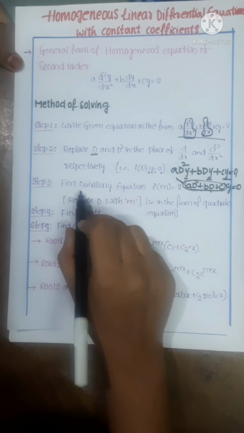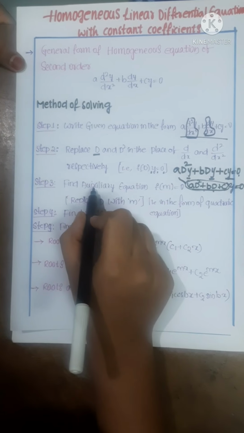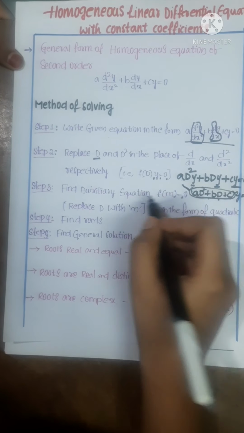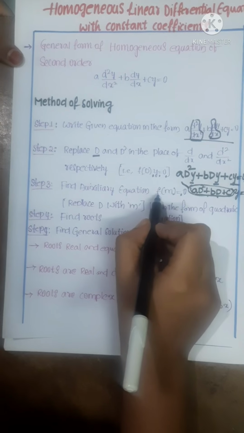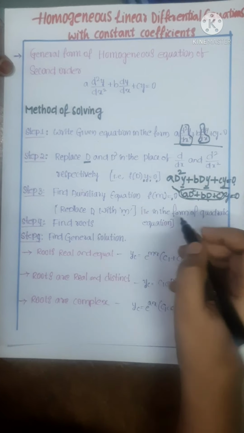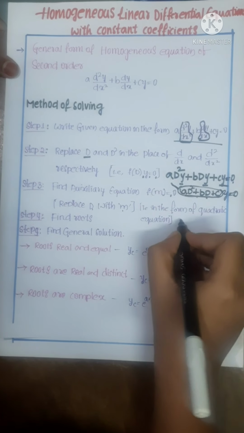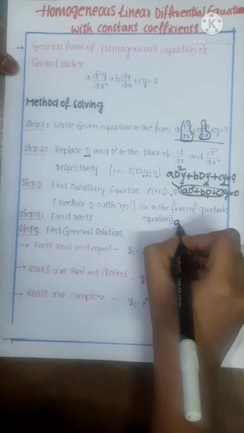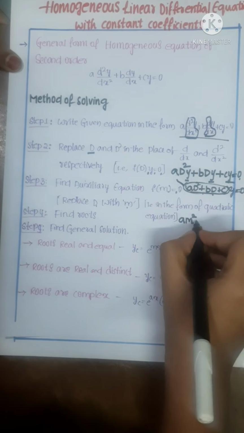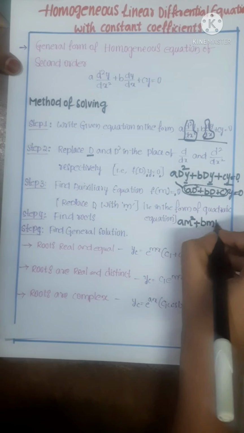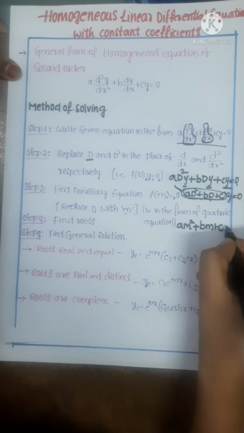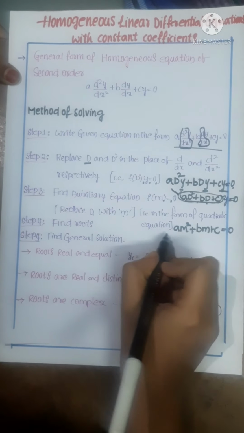Next step is to find the auxiliary equation. Here the auxiliary equation means f of m equals to 0, meaning there is no y term in this equation. To find this auxiliary equation, we have to replace the capital D with m. So here a into capital D square we replace with m square, plus b into m plus c. Here there is no y term, so our equation is a m square plus b m plus c equals to 0, which is the auxiliary equation.